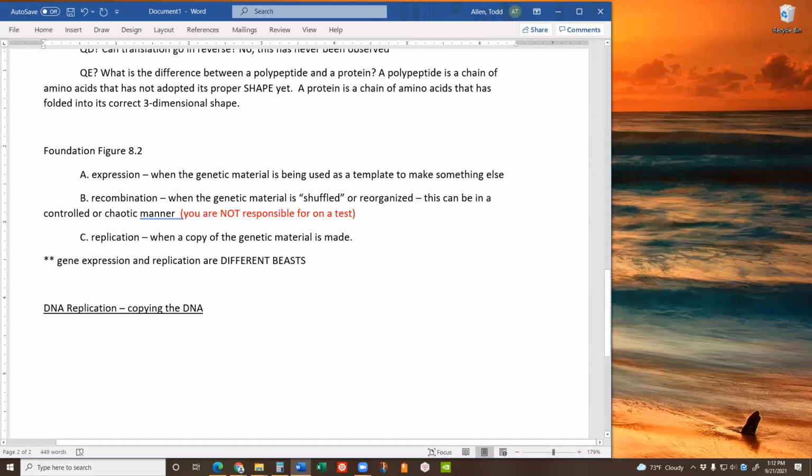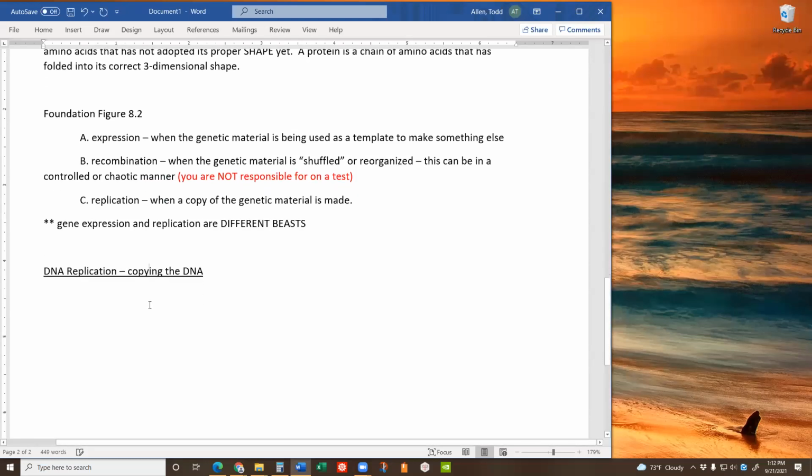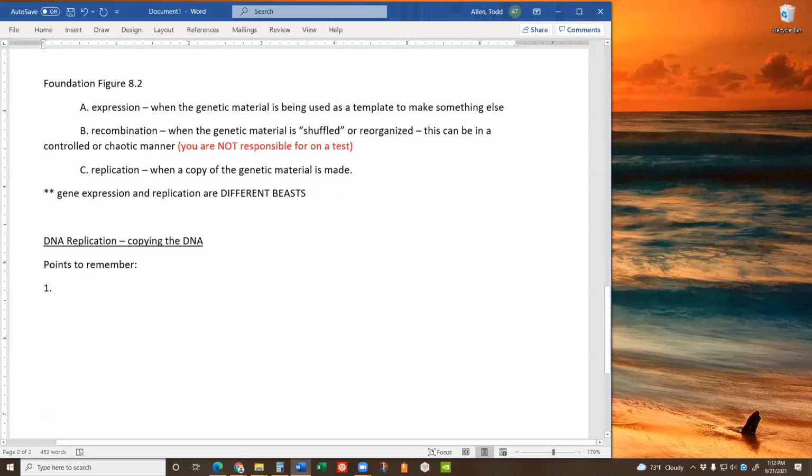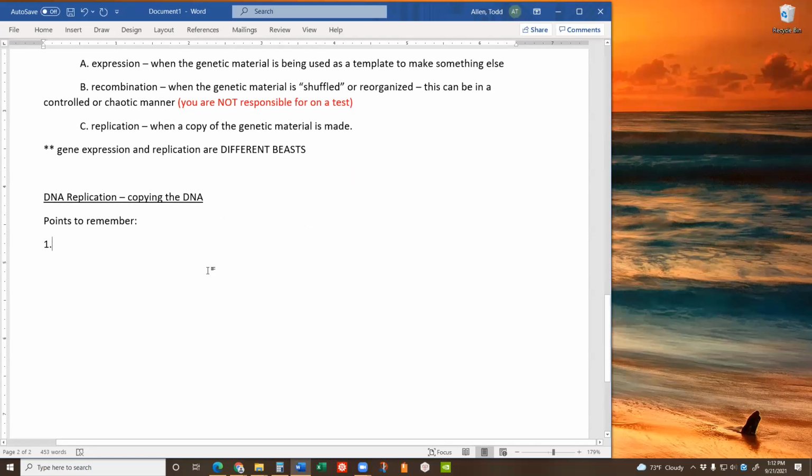Okay, so I need to give you some background here. Points to remember. These are things that hopefully you're picking up from your study of DNA and RNA in chapter 2, or hopefully things that you would remember from having another biology course in the past. But let me remind you of a couple things that will make understanding this topic hopefully easier.